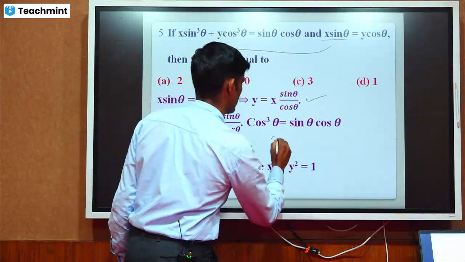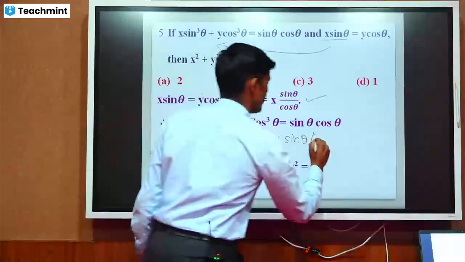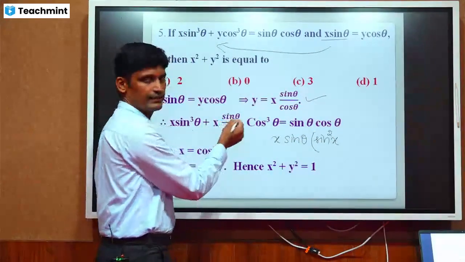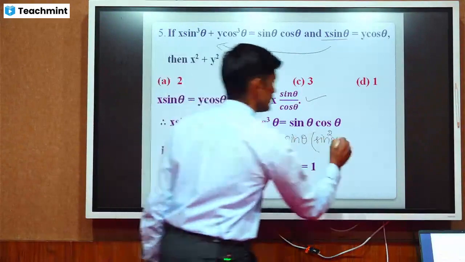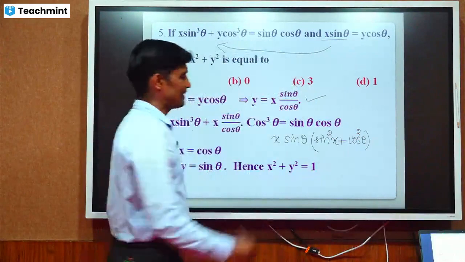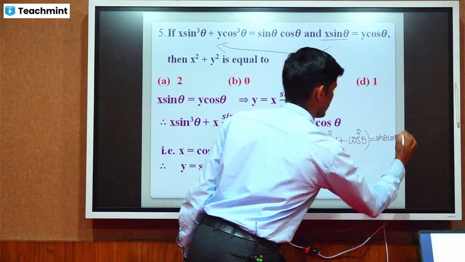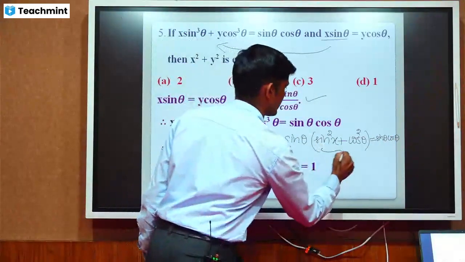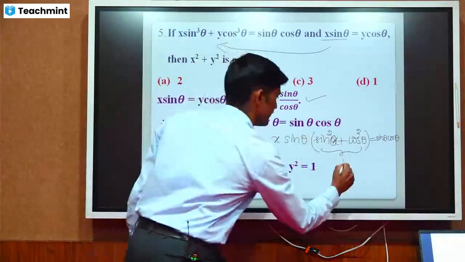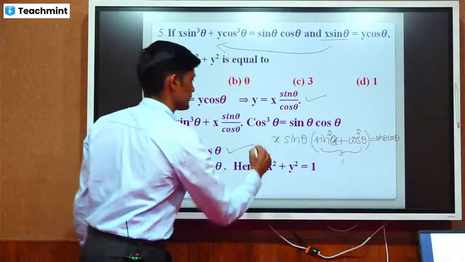Here we can observe that x sin theta is common. That is equal to x sin theta into sin square theta, then after taking x sin theta common, we have cos cube theta by cos theta, that is equal to cos square theta, and that is equal to sin theta into cos theta. Therefore, we know sin square theta plus cos square theta is 1, it is an identity. Therefore, x into sin theta equal to sin theta into cos theta means x is equal to cos theta.